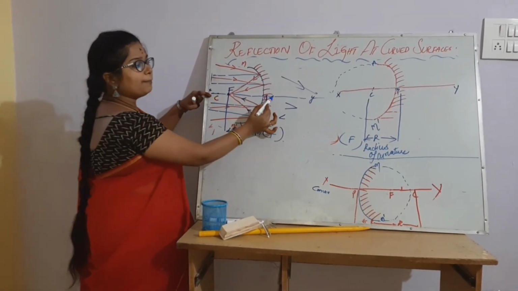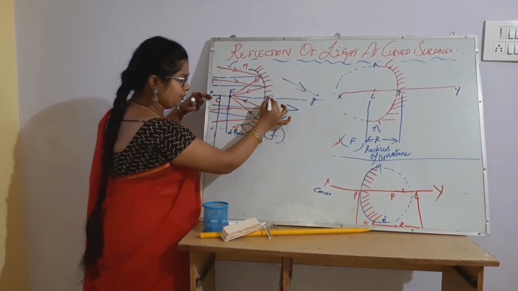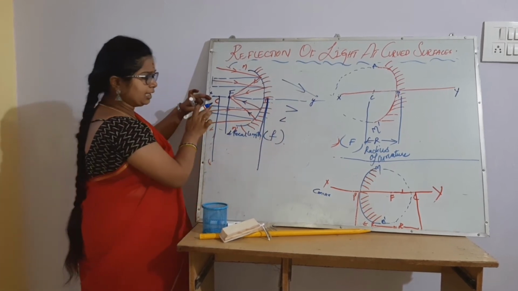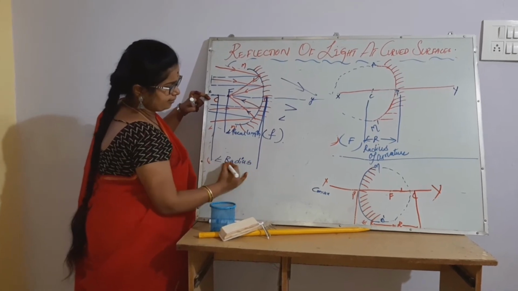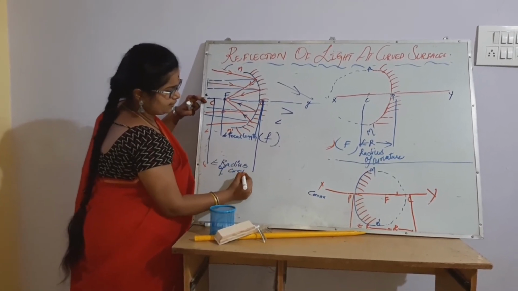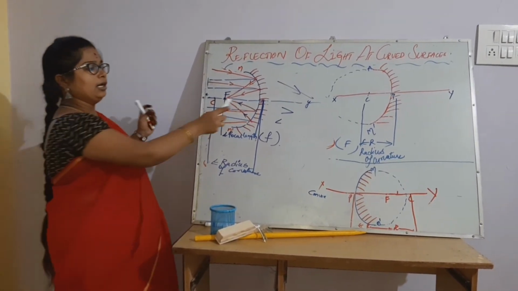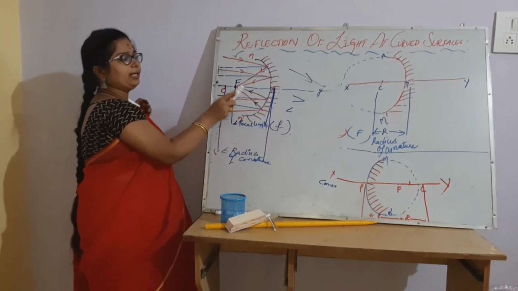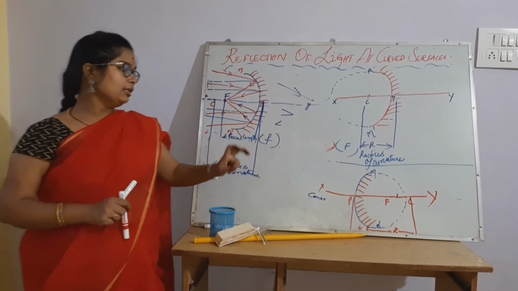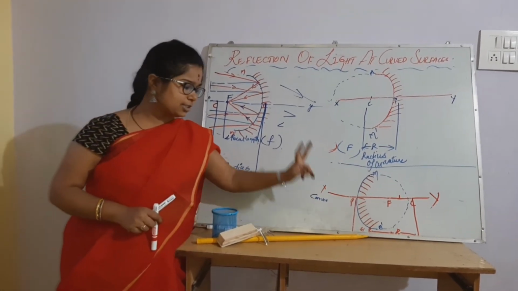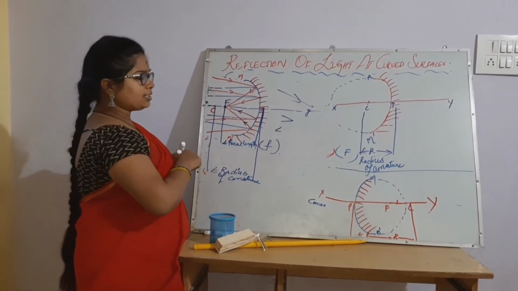Now what is the radius of curvature? From the pole to the center of curvature is the radius of curvature. And the length between the pole and the focus, where all the rays are meeting, is the focal length. Then the focal length should be there for the convex also, isn't it? So how will we draw the convex focal length?